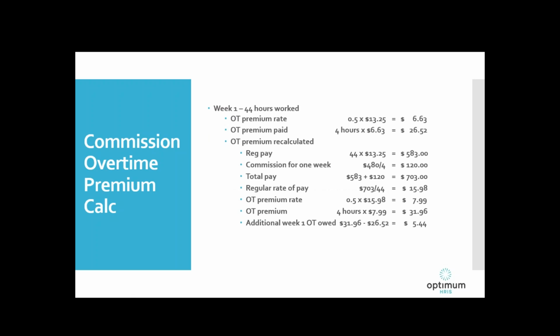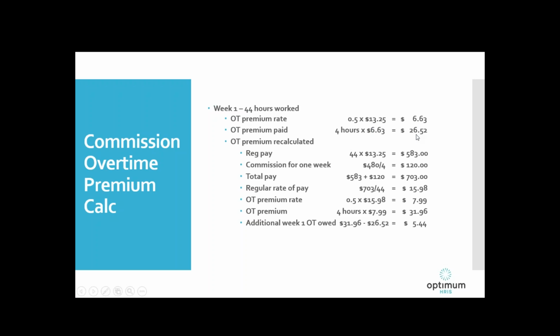Week 1, he worked 44 hours. His overtime premium rate was calculated at half times $13.25, or $6.63 for the overtime rate. He was paid for 4 hours of overtime at $6.63, or $26.52.